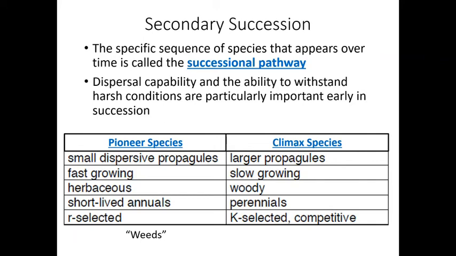Also, pioneer species are often short-lived, and they are r-selected or r-strategists. So they make lots and lots of seeds in hopes that some of them are going to survive. And so pioneer species are often called weeds. Weeds are very much adapted to colonizing soils that have been disturbed, and doing so very quickly. And so that's why they grow in your garden, they grow in your lawn, because you are disturbing that soil and they can take advantage of those traits.